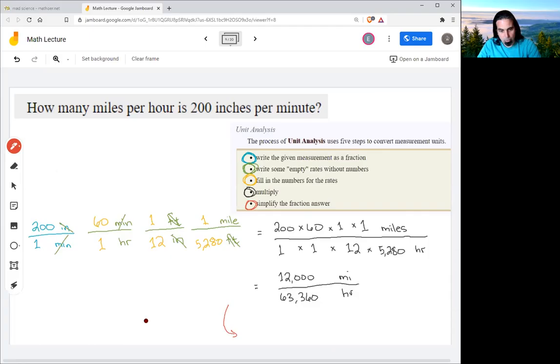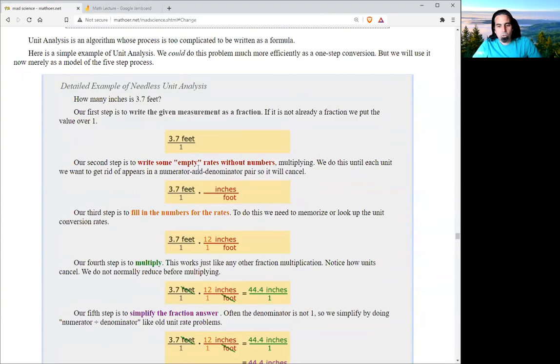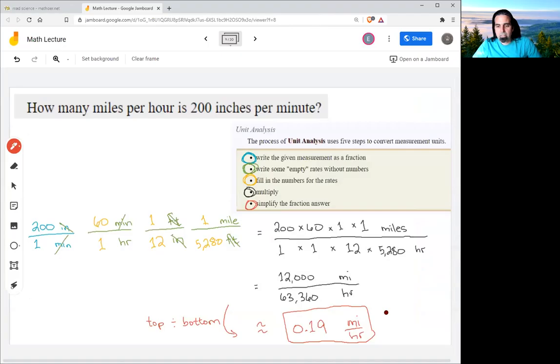And then we simplify. So we're doing top divided by bottom. And we get about 0.19. So pretty slow. Whatever pet snail I was timing wasn't booking it. This is a tricky enough process that both of these example problems I've done all the way out on the lecture notes, as well as on the Jamboard here. So maybe seeing them in more than one way helps.